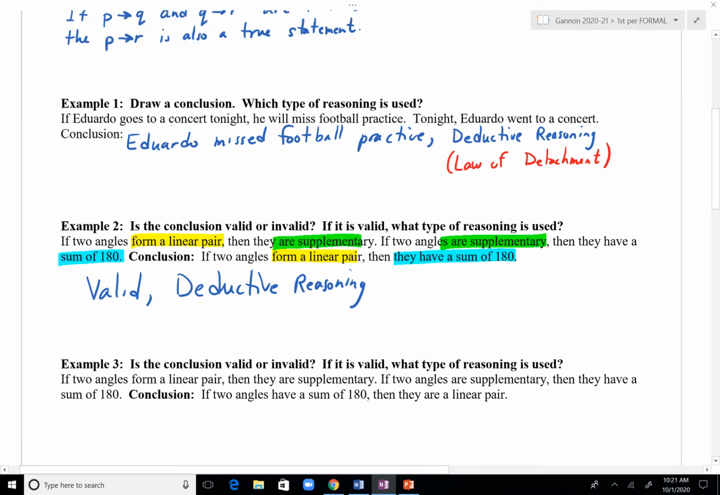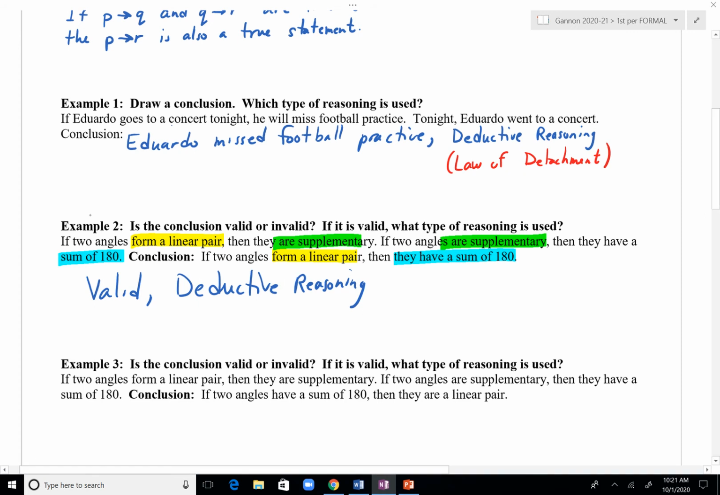So we were talking about example 2. Is the conclusion valid or invalid? If it's valid, what type of reasoning is used? So we had the statement, if two angles form a linear pair, then they are supplementary. Okay, that is true based on one of the theorems that we had earlier in the notes. If two angles are supplementary, then they have a sum of 180 degrees. That is true because it's the definition of supplementary angles.